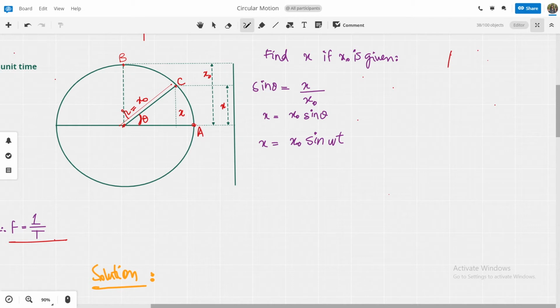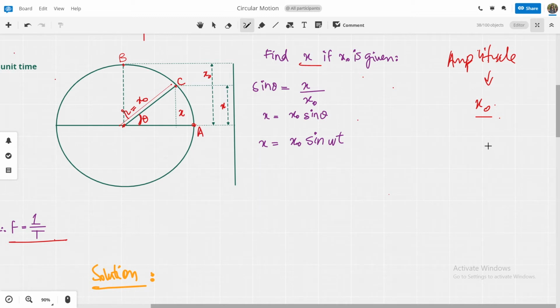So maximum displacement is called amplitude, right? And amplitude is represented here by x naught. So x naught is the amplitude, which is equal to radius. Let's see how to calculate x. We have to calculate x if x naught, that is amplitude, is given.